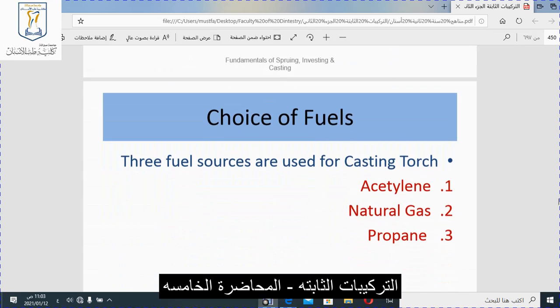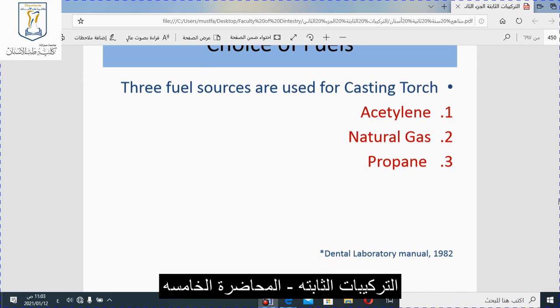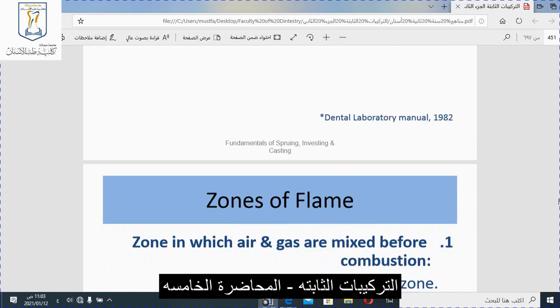Okay. The choice of fuels: acetylene, natural gas, or propane. These are the fuels which make the torch work and produce the flame, either acetylene, natural gas, or propane. This is the fuel in the cylinder, connected like the fuel you use in your kitchens.